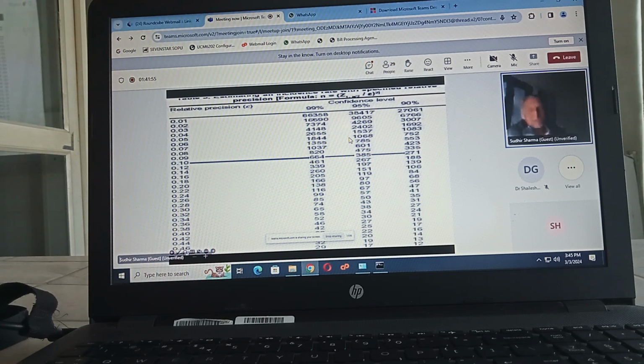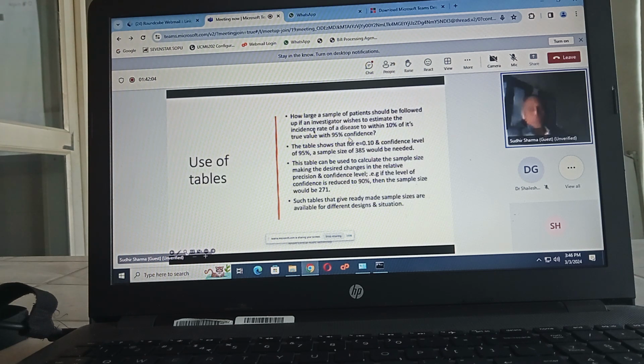Now what is it saying? That the incidence rate of disease is within 10% of the true value with 95%.